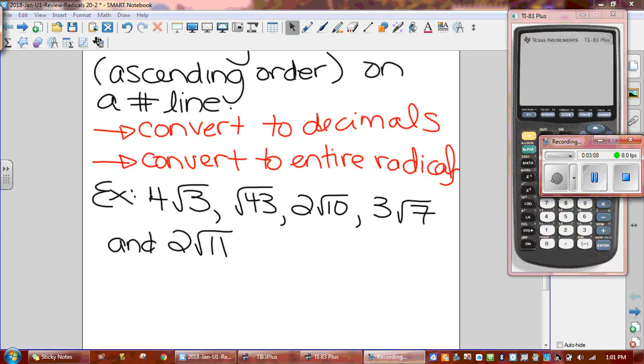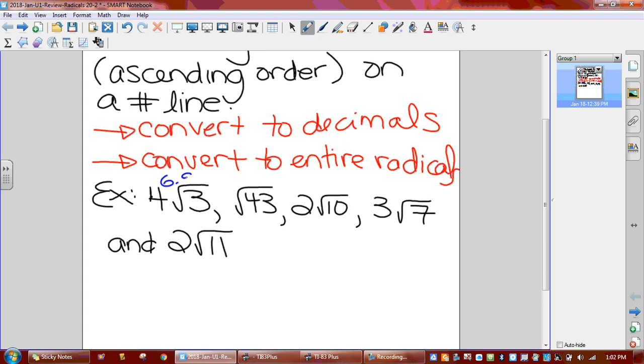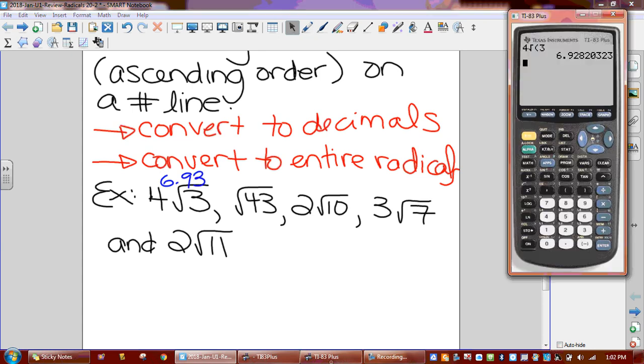We're going to grab our handy dandy calculator, and we are now going to punch the buttons. We're going to convert them all to decimal form. So we're going to type in 4 square root 3, enter, and it's going to give us 6.93. 2 decimal places is a more accurate answer, so 6.93. Perfect. Now we get to the next one. We're going to go square root 43. 6.56.